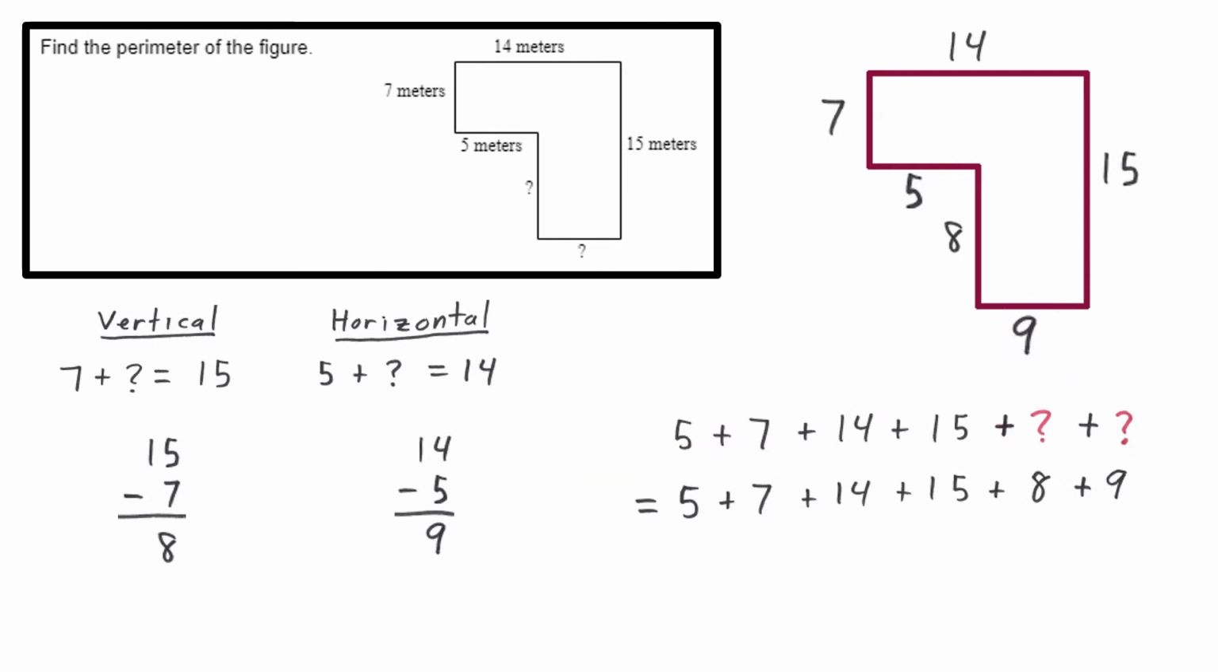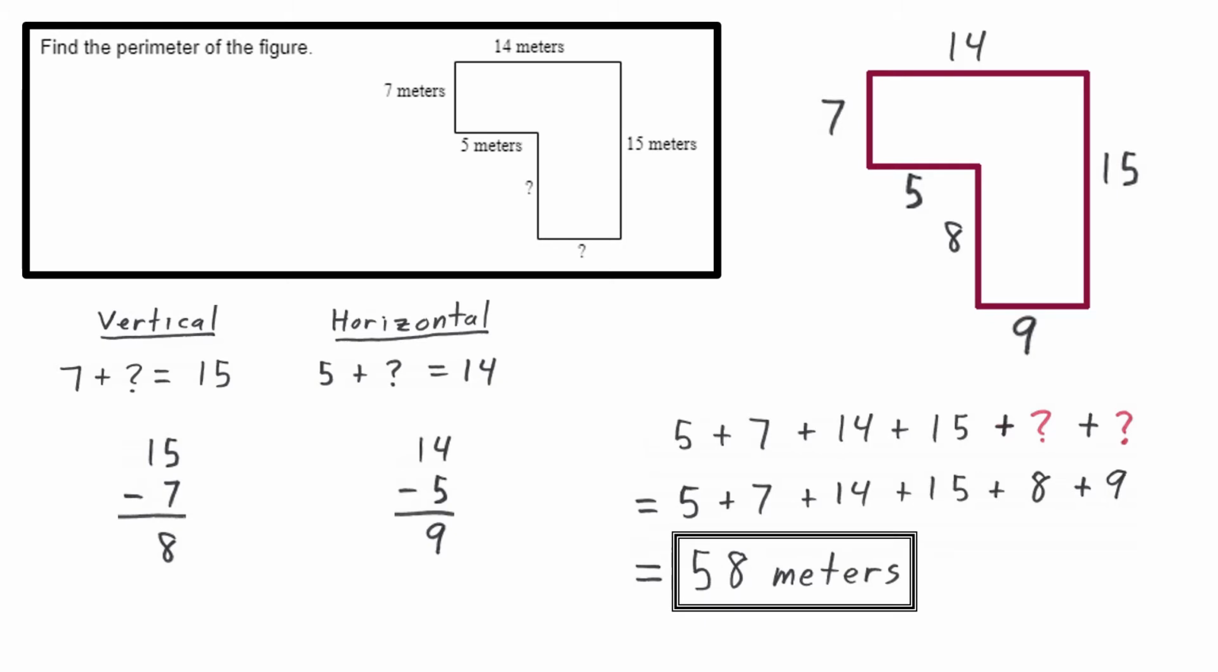So now that we know all 6 sides of the diagram, we can add them all up, and we get 58. Because this is a word problem where the sides are measured in meters, that's 58 meters. So this is our final answer.